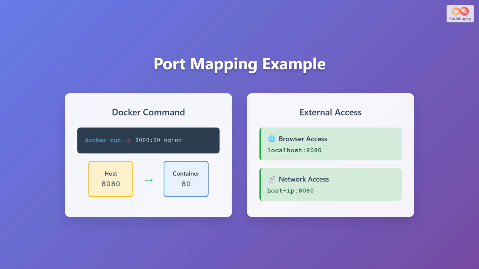Here's an example of port mapping. The Docker command is docker run -p 8080:80 nginx. This maps port 8080 on the host to port 80 on the container. For external access, you can use a browser to access localhost:8080 or use the host IP:8080.